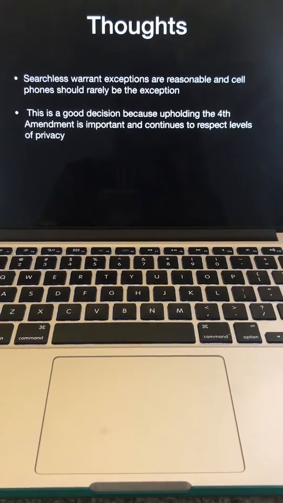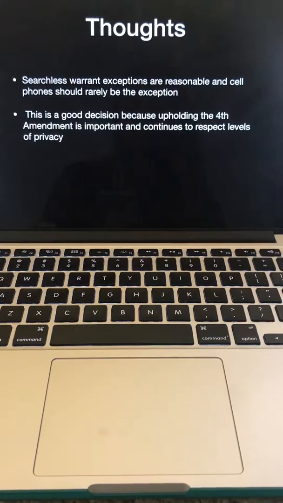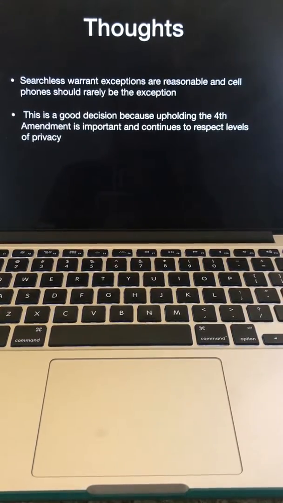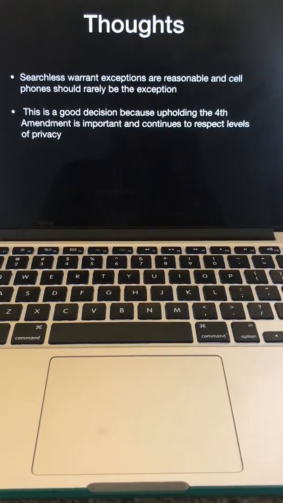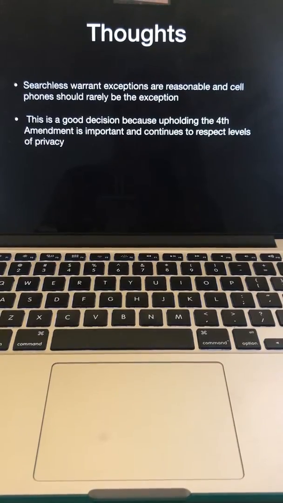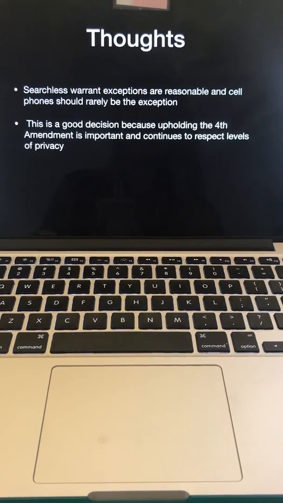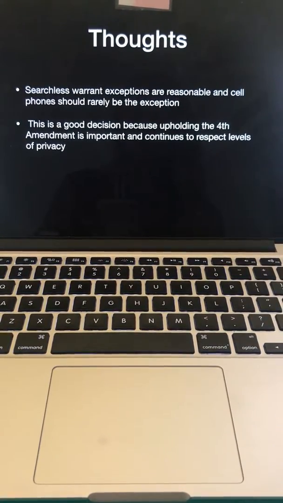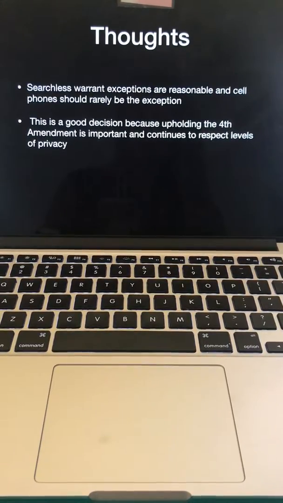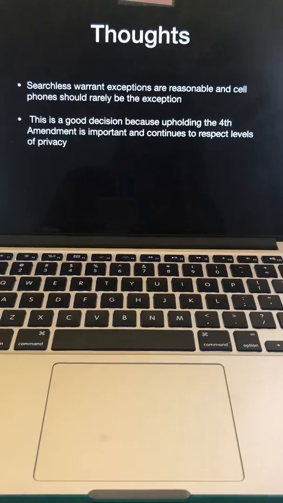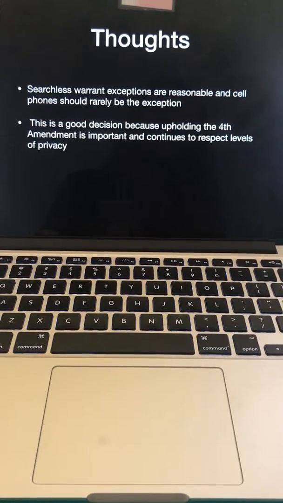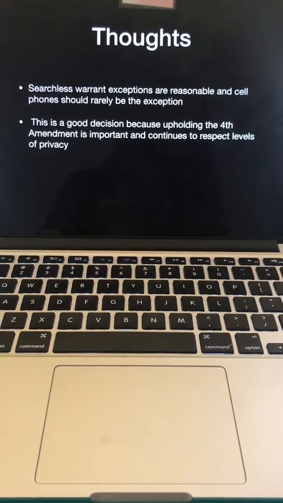With cell phones, there's a variety of ways to preserve evidence through cell phones, shutting them down, turning off the carriers. There's multiple ways, but they're not often putting their safety in the way. I think this was a good decision because upholding the Fourth Amendment is important and continues to respect levels of privacy that we are striving to maintain in the states.